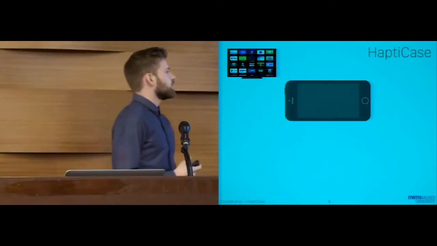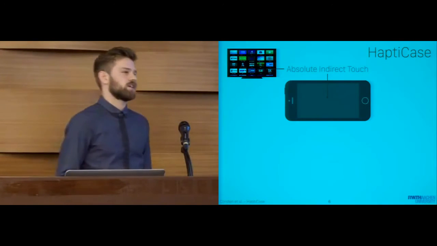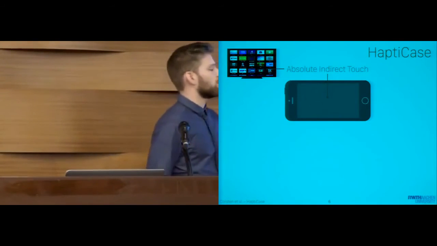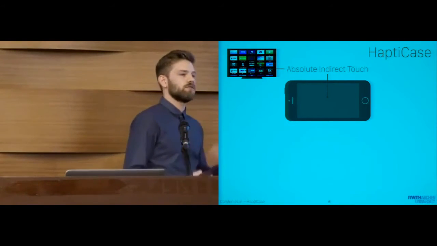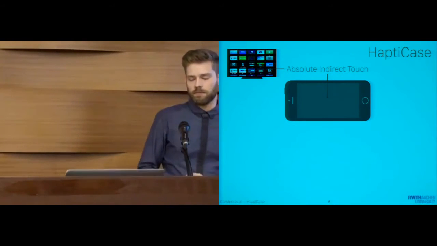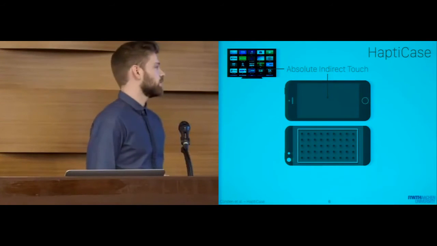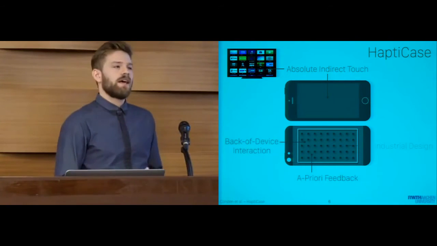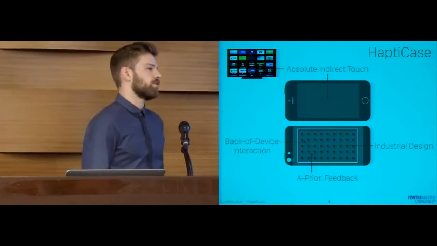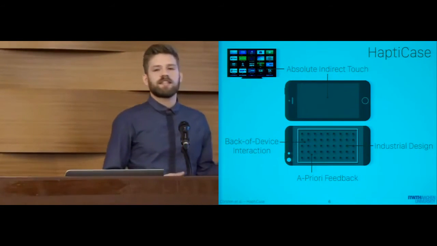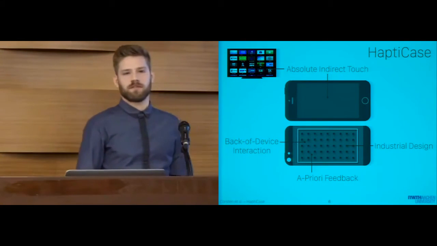So HaptiCase basically uses 4 different areas or combines them. First of all, we have absolute indirect touch here. So we are assuming that the aspect ratio of the input device and output device are the same, and we're using an absolute mapping to communicate our input to the distant screen. And when we look at the back of the device, we have, of course, back of device interaction. And prior to performing our touch, we gain tactile feedback, so we have this a priori feedback. And using tactile patterns for haptic discrimination is also not new. It's basically borrowed from industrial design.